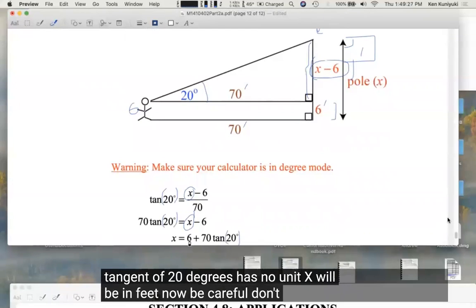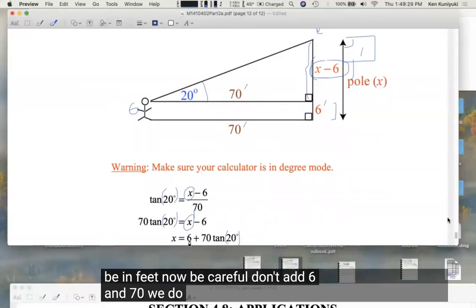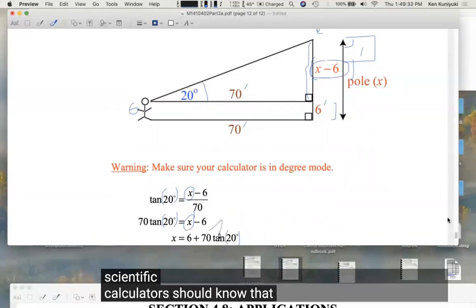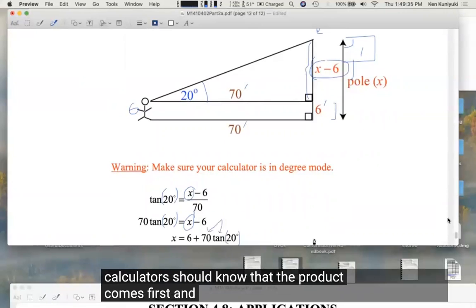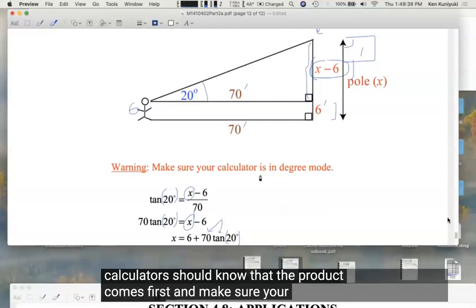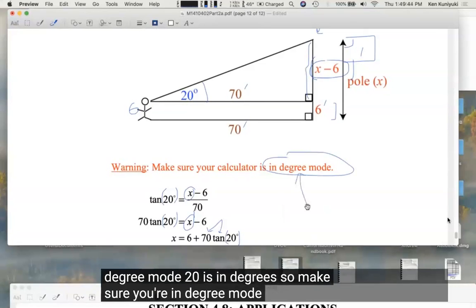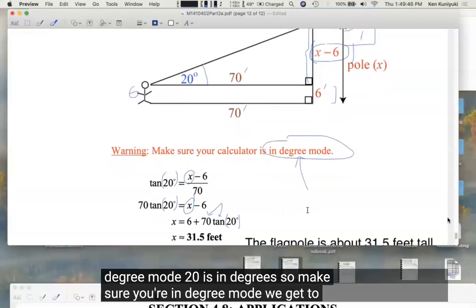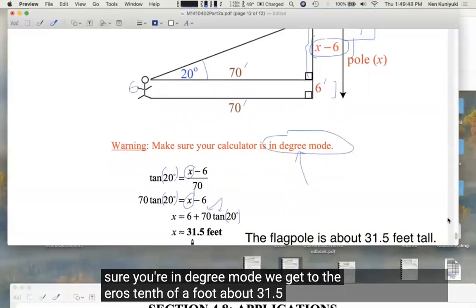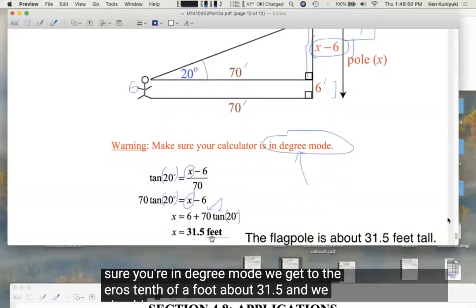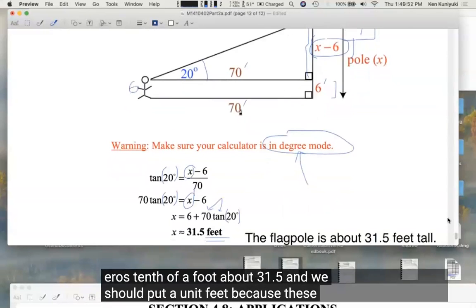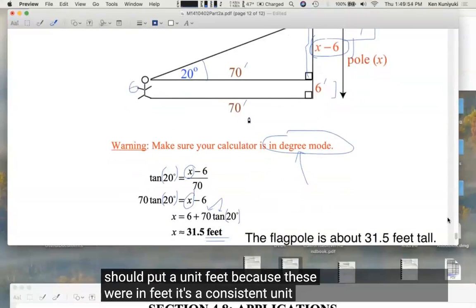Now be careful, don't add 6 and 70. We do not get 76 here. A scientific calculator should know that the product comes first. And make sure your calculator is in the appropriate mode, degree mode. 20 is in degrees. So make sure you're in degree mode. We get, to the nearest tenth of a foot, about 31.5, and we should put a unit, feet, because these were in feet. It's a consistent unit.